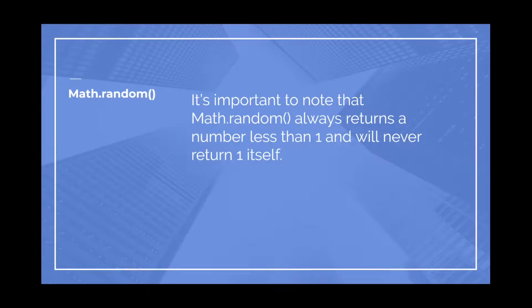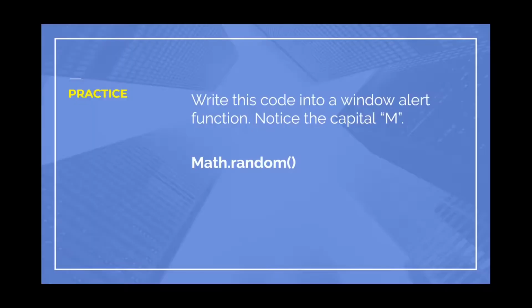So if we look at this code, we say that Math.random will always return a number that's less than 1 and never return 1 itself. So it returns a number between 0 and not 1. And we write it with a capital M, Math.random. And notice the capital M in Math, you have to use that capital M, it's strict syntax.